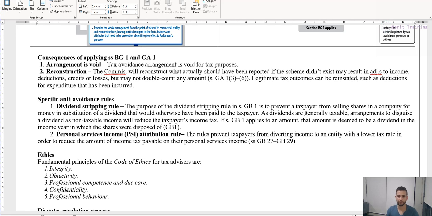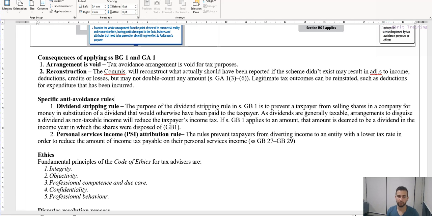So the dividend stripping rule is to prevent a taxpayer from selling shares in a company in money substitution for a dividend. This kind of steps in and says, well, this company should have paid a dividend, so we're going to deem a dividend has occurred and actually assess you on that basis, even if they've tried to just leave it in the company. Hopefully that made sense. And that's under section GB1.